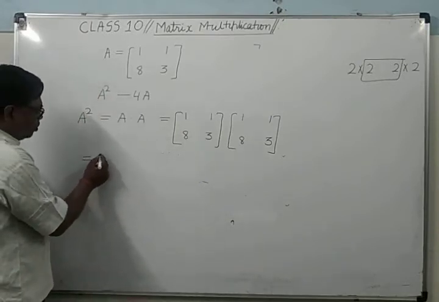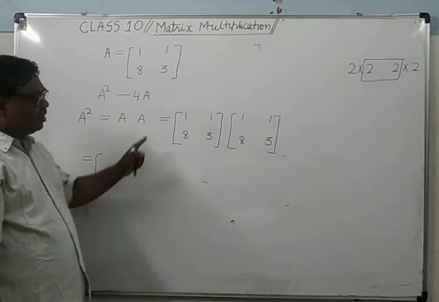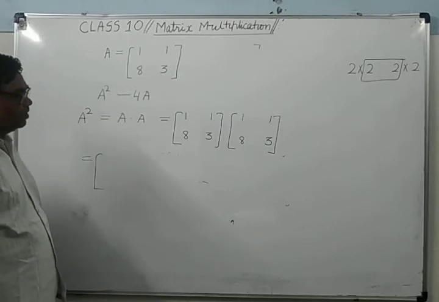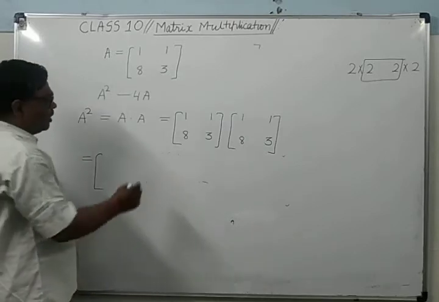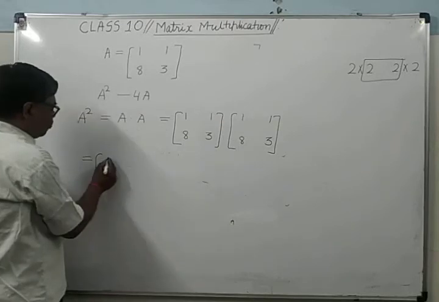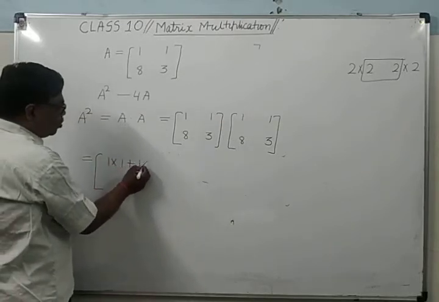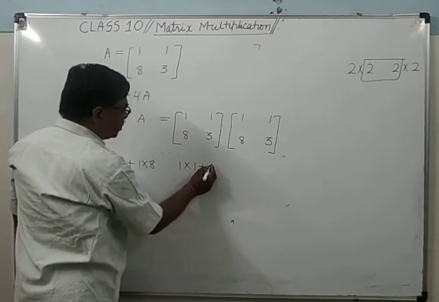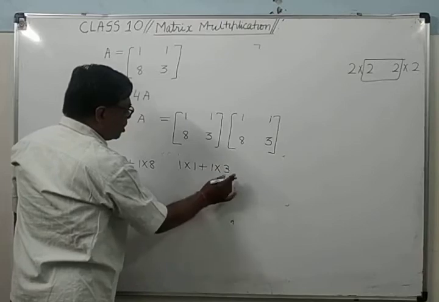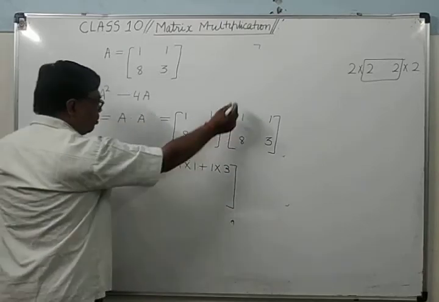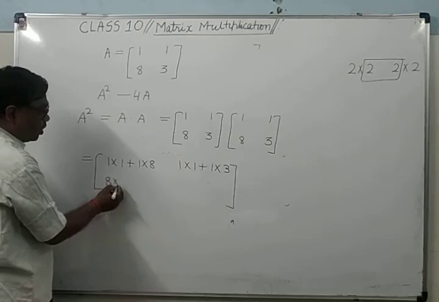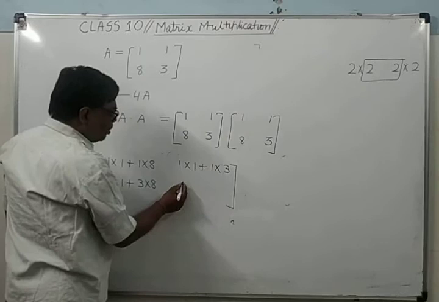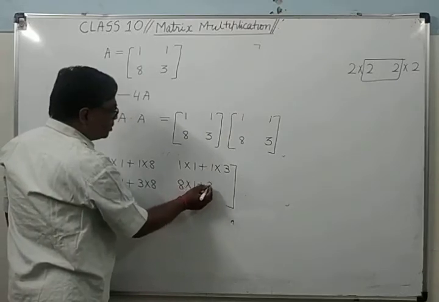Now how will you do it? You will multiply the first row with each column and then write row wise. In the first row you will write: this will multiply with this, so 1 into 1 plus 1 into 8. Then this will multiply with that: 1 into 1 plus 1 into 3. It's clear? Then this will multiply with this: 8 into 1 plus 3 into 8. And that will multiply: 8 into 1 plus 3 into 3.